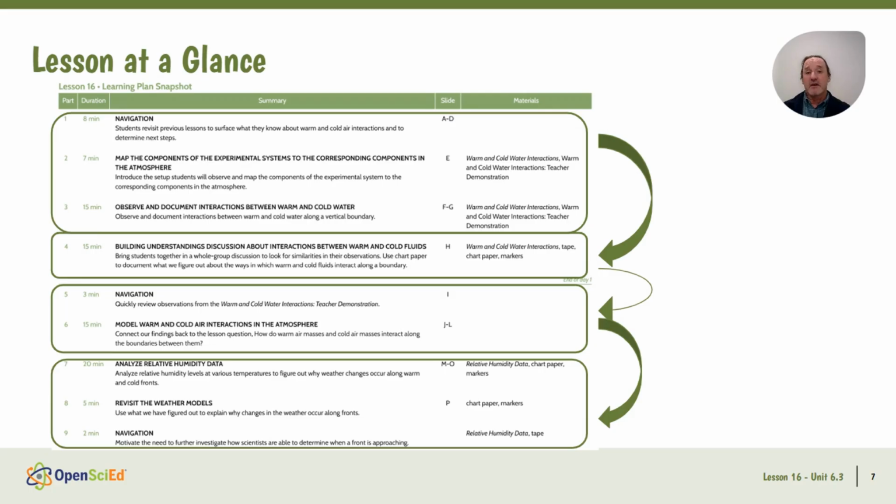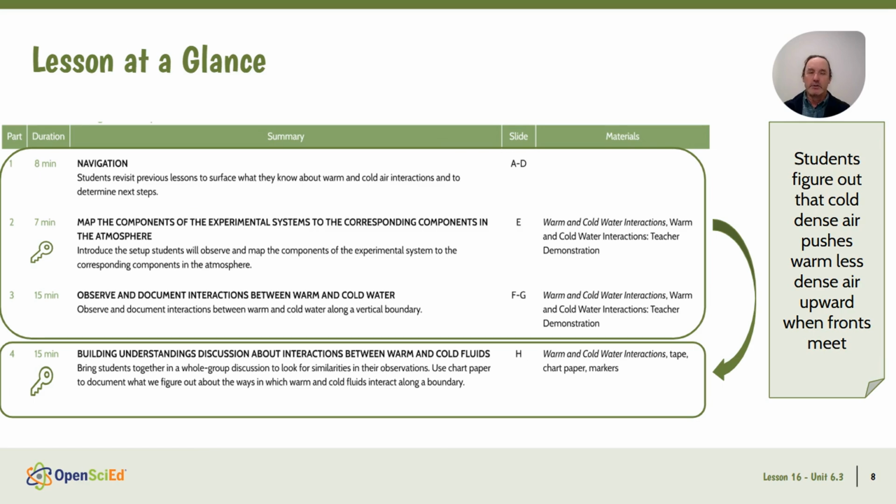The lesson is 2 days long. Each day is divided into 2 not quite equal chunks. Let's dig into each day. Day 1 has 2 large chunks. The first centers on a demonstration using cold and warm water to represent air masses. And then the second is a larger, longer sense-making discussion that helps to make sense of what you see during the demonstration. The key moments on day 1 come when you're trying to map the components of the demonstration to the real atmosphere, and when you're having that longer discussion about how to make sense of what you just saw.